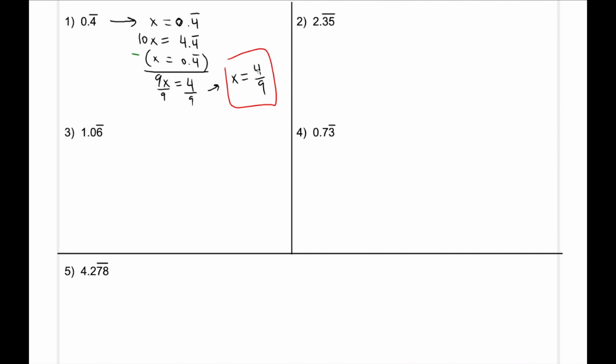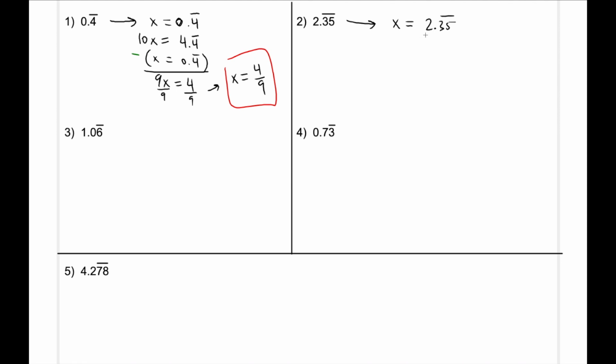Okay. Now the next part is a little bit trickier, because here we have a repeated 2-digit number, right? So it's not just 4 that's going to be repeated, it's the sequence 35 that's going to be repeated. So basically it looks like 35 35 35 35, and that never ends, right? So how do we take care of this? Well, we can do the same thing. We can set x equal to 2.35 repeated.